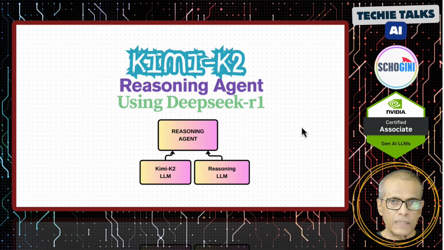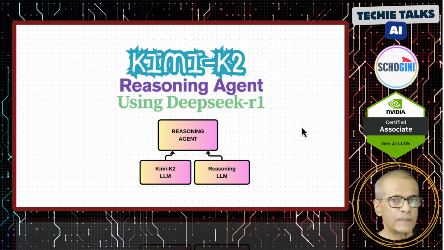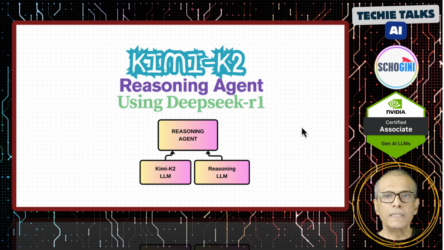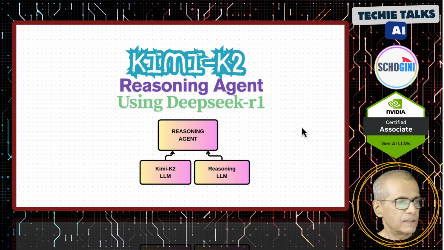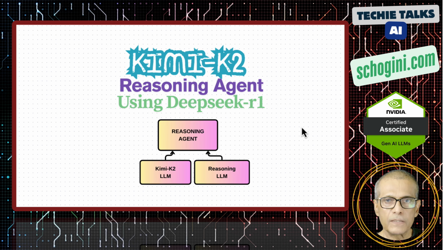You need to either sign up with Moonshot AI for a Kimi account and get the API key, or still better is if you have an API key from Groq. Groq has already hosted this from yesterday, so you can use a Groq API key to access Kimi.